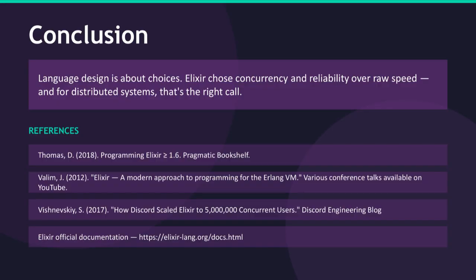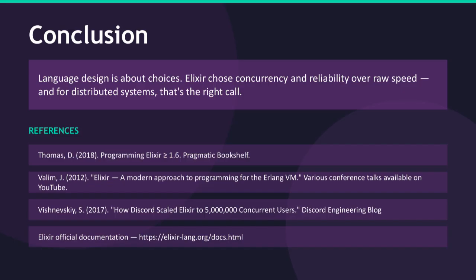So what's the takeaway? Programming language design is about choices and trade-offs. Elixir chooses concurrency, fault tolerance, and developer experience, and accepted that it wouldn't be the fastest at raw computation or the most popular for machine learning. For building reliable systems that handle millions of concurrent users, self-heal from failures, and scale across distributed infrastructure, that is exactly the right call.